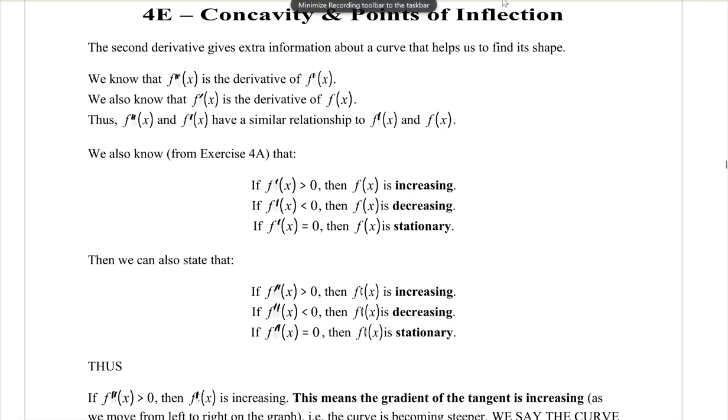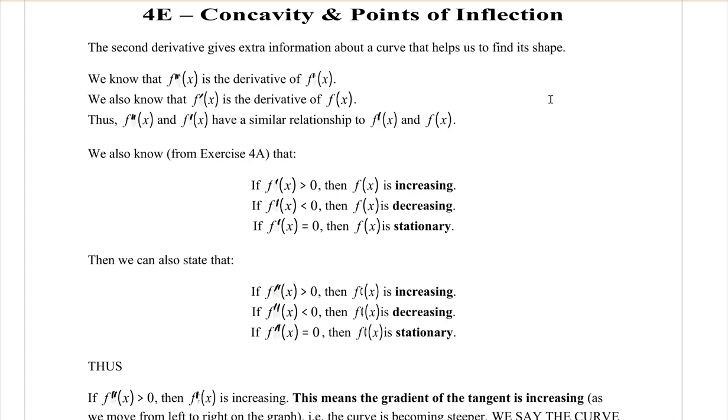All right, so yesterday we learned to do higher derivatives, and today we want to focus on what the meaning of the second derivative is, because it's very important to us. So let's read through. We've got a whole bunch of theory here. The second derivative gives us extra information about the curve that helps us to find its shape. We know that the second derivative is the derivative of the first derivative. We also know that f dash x is the derivative of f of x.